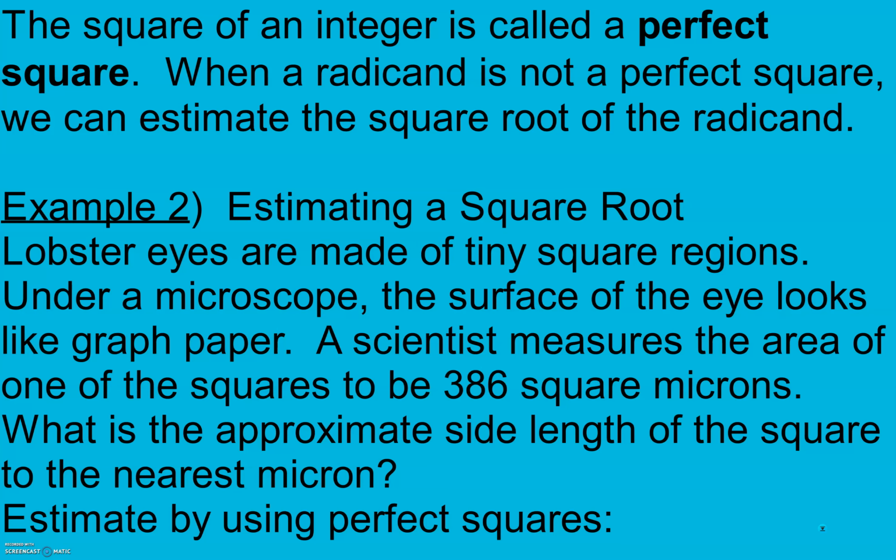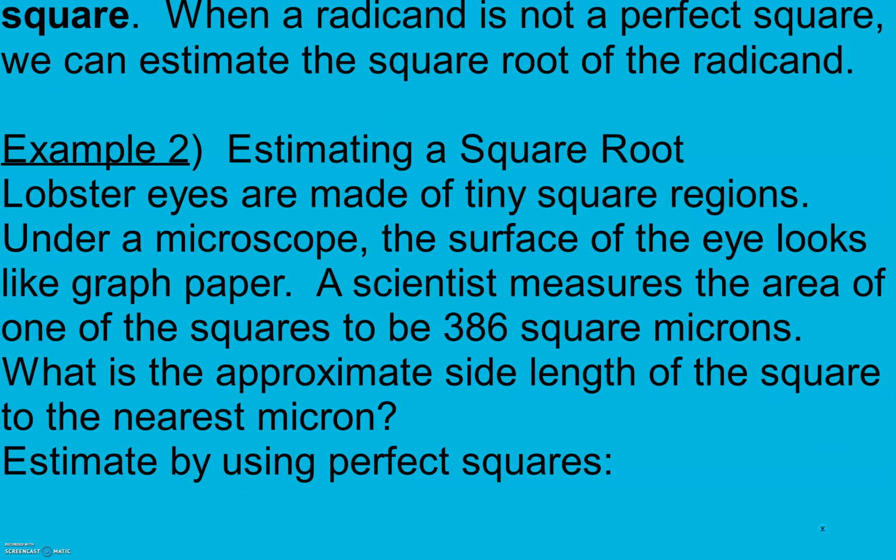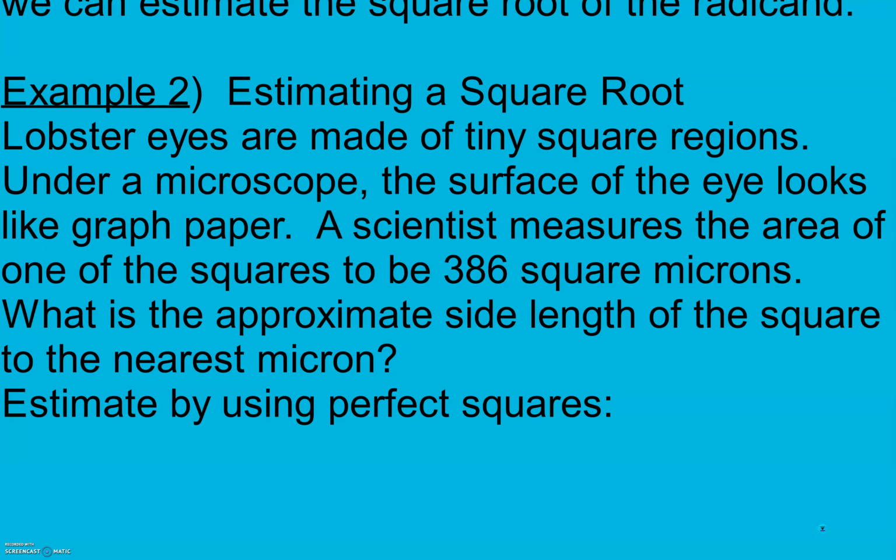So in example 2 here, it says lobster eyes are made of tiny square regions. Under a microscope, the surface of the eye looks like graph paper. There's a picture of this in the book as well. A scientist measures the area of one of the squares to be 386 square microns. What's the approximate side length of a square to the nearest micron?